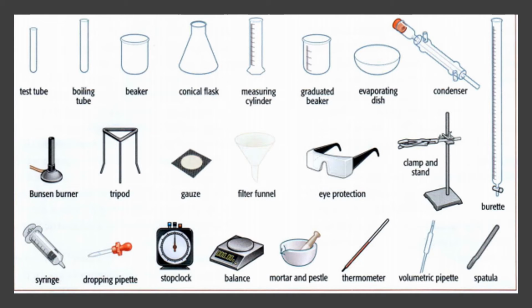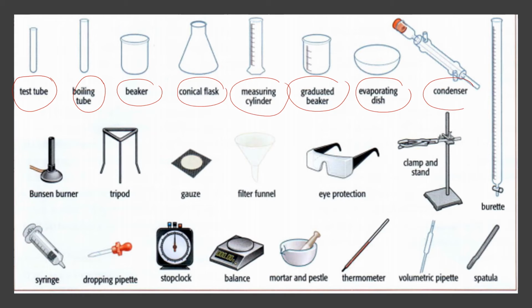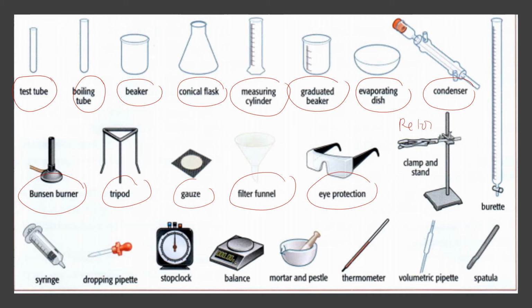Here are some apparatus. First, you have a test tube, and then boiling tube, beaker, conical flask, measuring cylinder, graduated beaker, evaporating dish, condenser, Bunsen burner, tripod, gauze, filter funnel, eye protection, goggles, clamp and stand or retort stand, burette, syringe, dropping pipette, stop clock, balance, mortar and pestle, thermometer, volumetric pipette, and spatula.